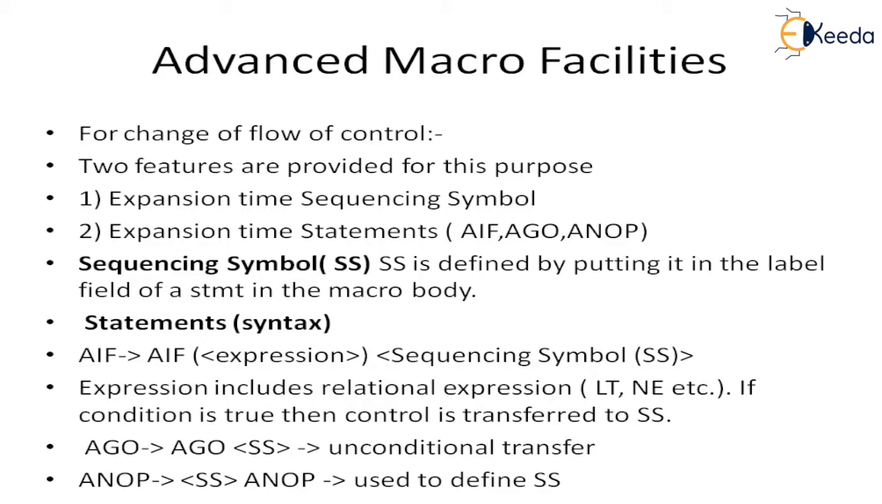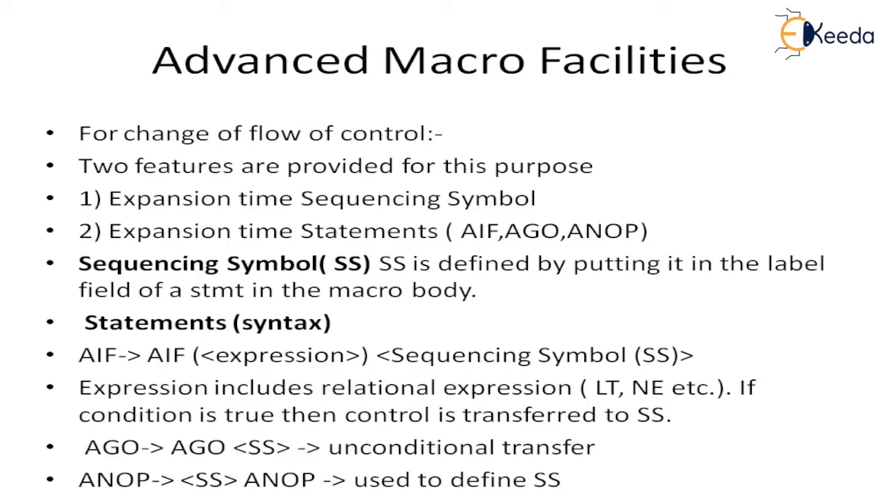facility. First one is expansion time sequencing symbol and expansion time statement. A sequencing symbol is defined by putting it in the label field of the statement in a macro block. So the sequencing symbol is only used to define, by putting the label into that particular field of a statement under the macro. The expansion time statements use the AIF command, AGO command, and ANOP command. The syntax for all of them is shown on the slide.